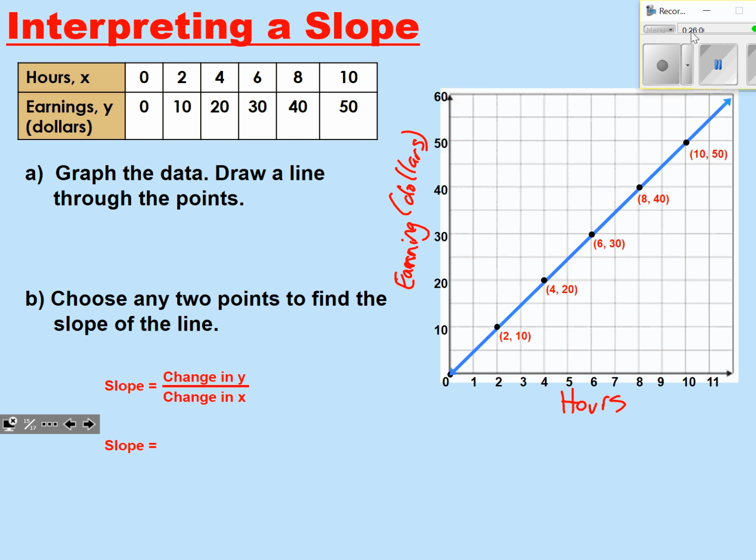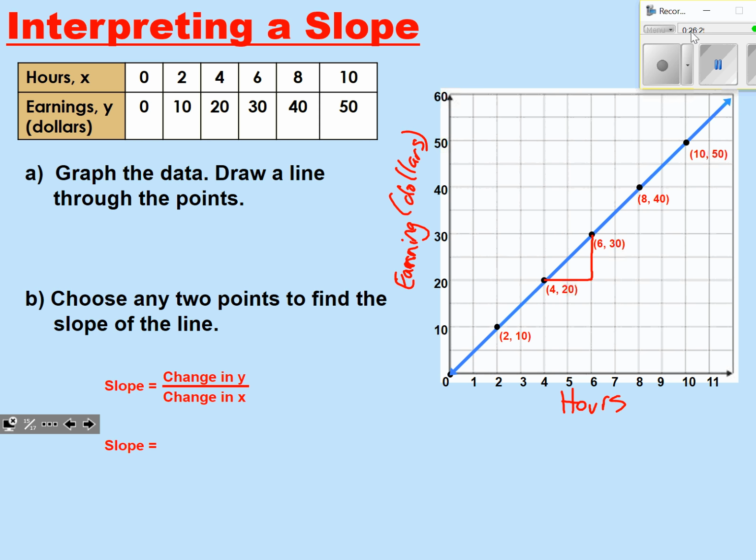So that's part A. You're supposed to draw the points. It helps to write the coordinates. And then draw the line. That's part A. Part B says this: choose any 2 points to find the slope of the line. So I'm going to pick these 2 points right here. I'm going to make the triangle. So I'm going to do the same thing I just did previously.